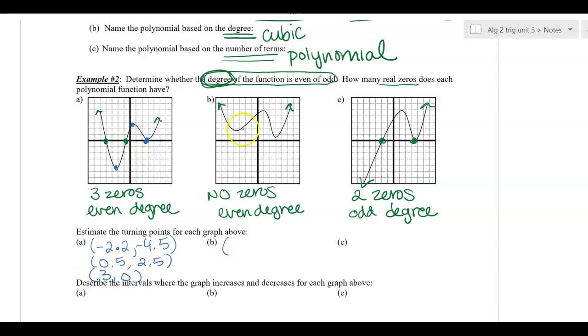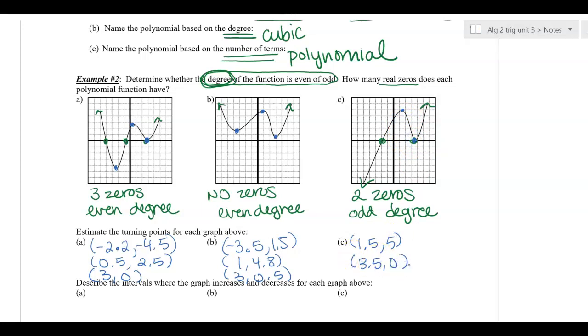And we have a turning point here that looks like it's at about 3.0 on the graph. For the second graph, we have a turning point here at negative 3.5, 1.5. We have a turning point here at what looks like 4.8, and another turning point here, which looks like about 0.5. And then on this last graph, we have a turning point here, which looks like about 1.5, and then one here that looks like 3.50.